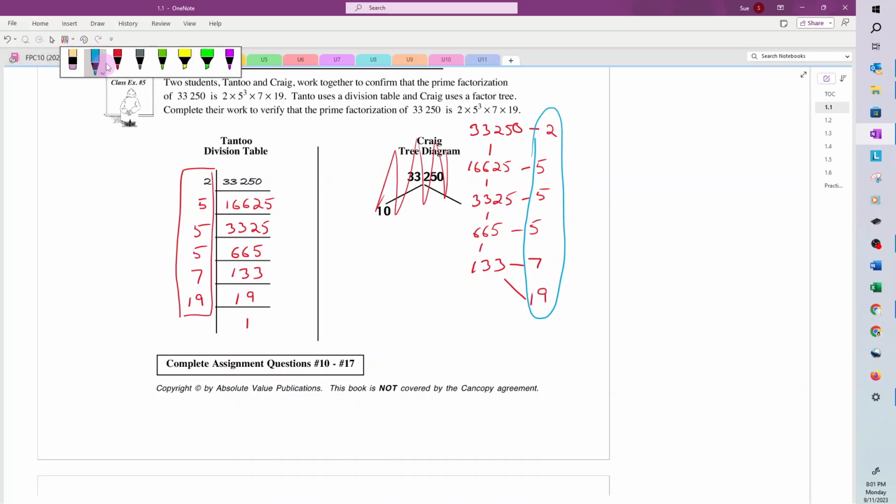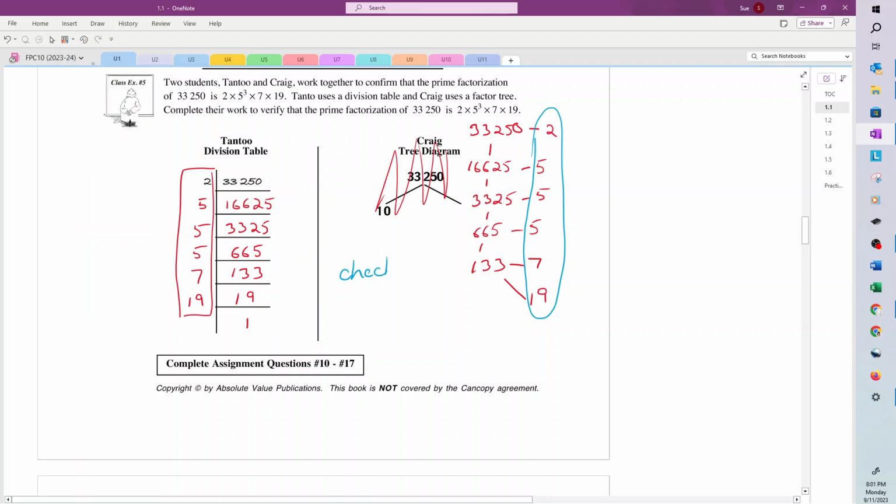Anytime you do prime factorization, it's a really good idea to check your answer because it does not take very long. I've got 2 times 5 cubed times 7 times 19. Punch that into my calculator, and I get 33,250, which is what it was supposed to equal. So yay, I'm done. You can go and do questions 10 to 17. Bye.